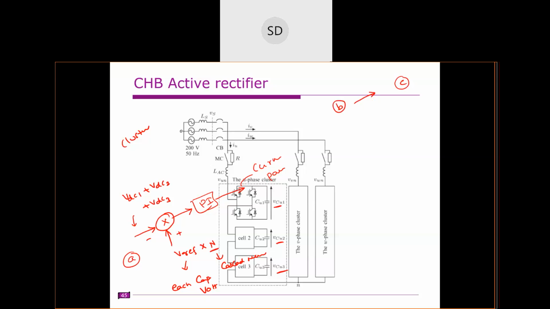So for A phase, all the capacitor voltages are added together and controlled by the reference voltage of each capacitor into N, the number of H bridges connected in cascade. This is about the cluster voltage balancing. For A phase, B phase and C phase, we have a PI controller for each.